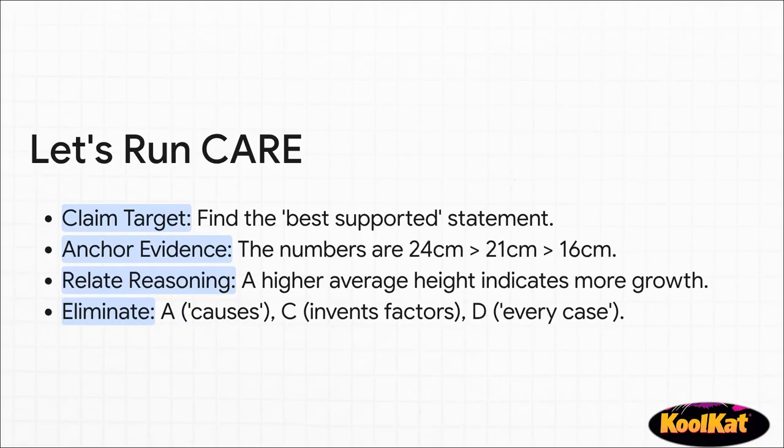Step 1, capture the task. We need to find the statement that is best supported. Got it? Step 2, anchor in the evidence. What are the hard numbers? Well, 24 is bigger than 21, which is bigger than 16. Simple. Step 3, relate with reasoning. What's the logic? Well, a higher average height means the plants grew more. Makes sense. And now for step 4, eliminate.